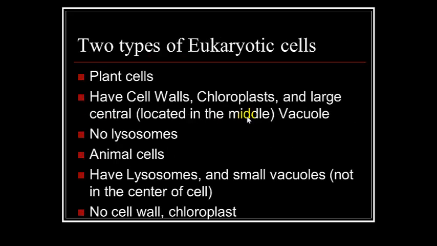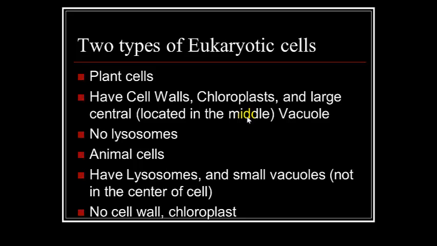All right, so we're going to talk about those two examples that I gave you of the eukaryotic cells. There are two types of eukaryotic cells. One are the plant cells. The plant cells have cell walls, chloroplasts, and large central vacuoles. And by central, I mean they're located in the middle of the cell. Those are three key things about plant cells. Chloroplasts are a type of organelle we'll talk about in a little bit. They have no lysosomes. That's another organelle. So those are some characteristics of the plant cell.